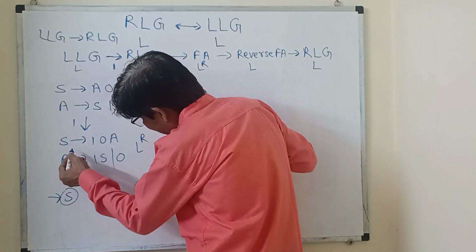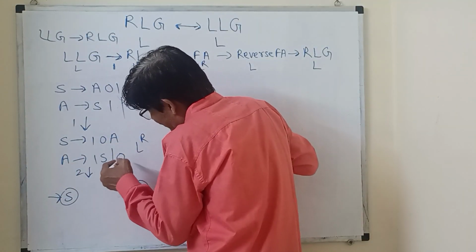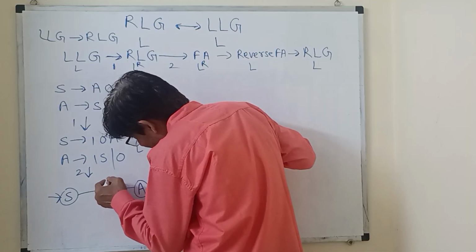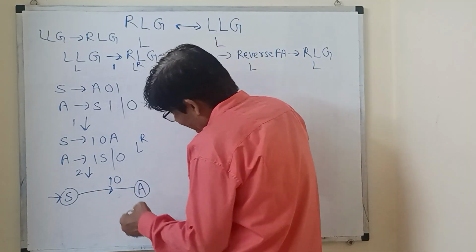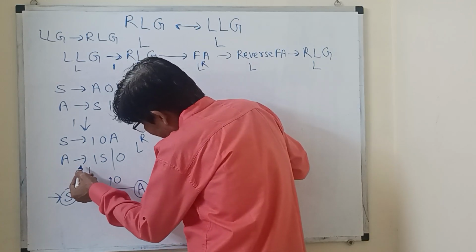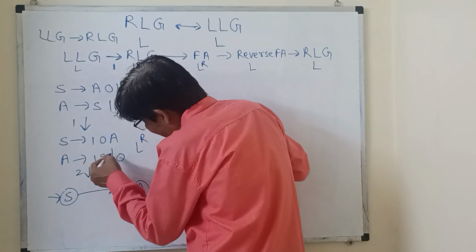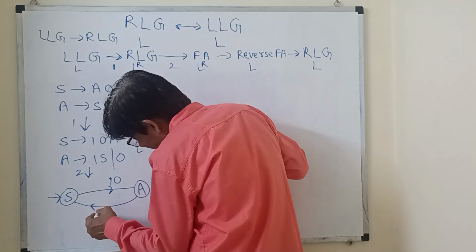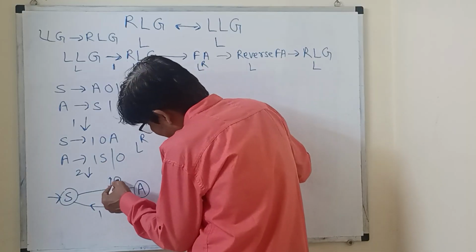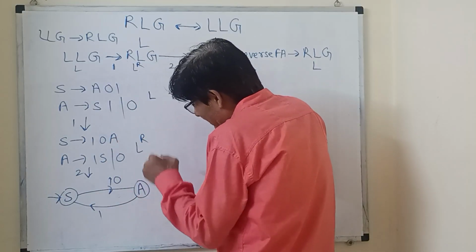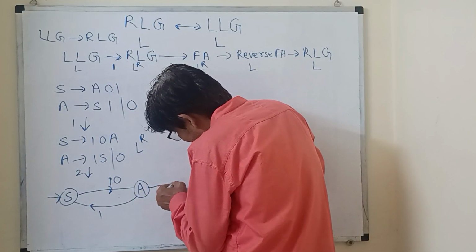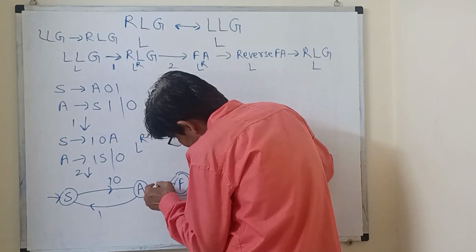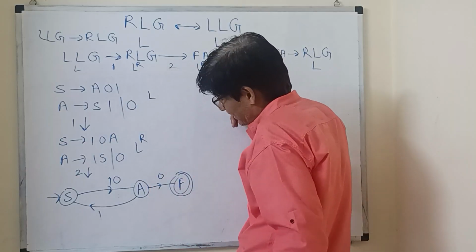Now on S, if we are applying 10, we are moving to A. And then on A, if we are applying 1, we are moving to S again. And on A, if we are applying a 0, we are moving to the final state. So I have to create one more state here as a final state, and this is the 0 transition for A.